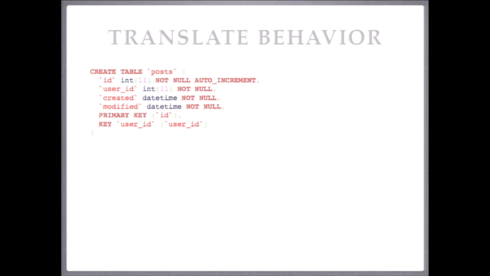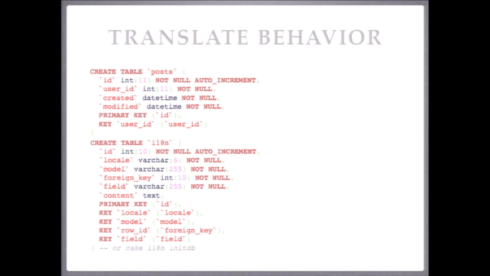We also have the translate behavior, which is really easy to use. You just create your table and leave out the fields that you want to be translatable. So I have user ID, modified, created, like normal stuff, but you can see the title or the body. That's why we are going to make those translatable. We also need a table that will contain all the values for that, or you can just use the shell to create the table as well.